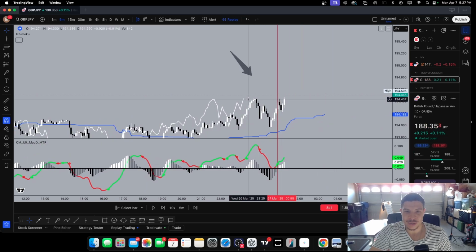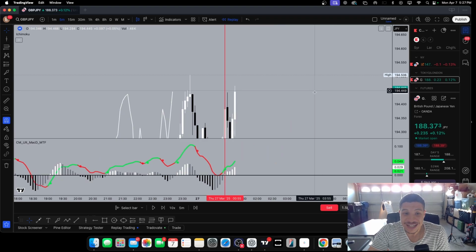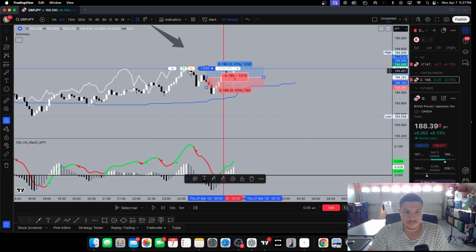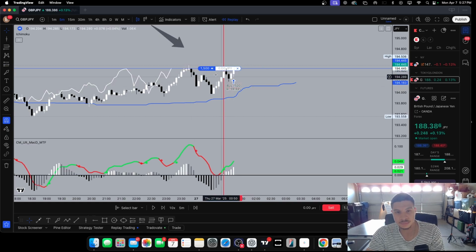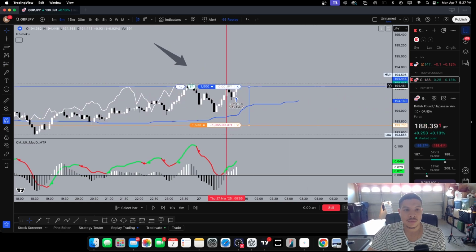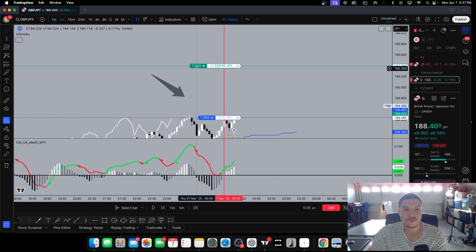Because I would wait for it to break this line, to break the high, which it did on this candle. We can get in there real close, but it did on this candle. It's above the high. I'm good. Let's go. That would have been our buy, and we can even do this. Buy. Stop loss at the low, 1.5 to 1, about 1,500.